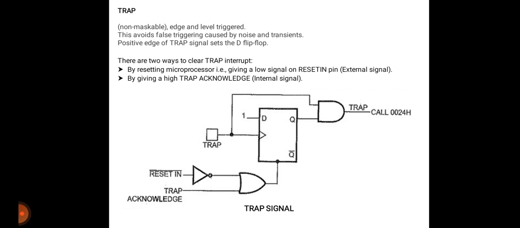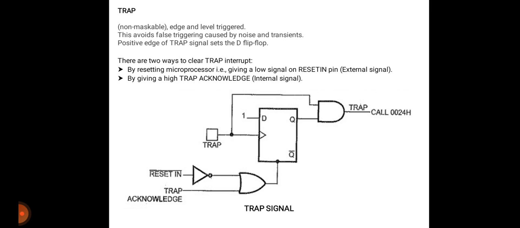The first one is the TRAP interrupt. This type of interrupt in the 8085 microprocessor is a non-maskable interrupt. Also, it is unaffected by any mask or interrupt enable. It means TRAP has the highest priority, and the TRAP interrupt is an edge and level triggered interrupt. This means the TRAP must go high and remain high until it is acknowledged. This avoids false triggering caused by noise and transients.